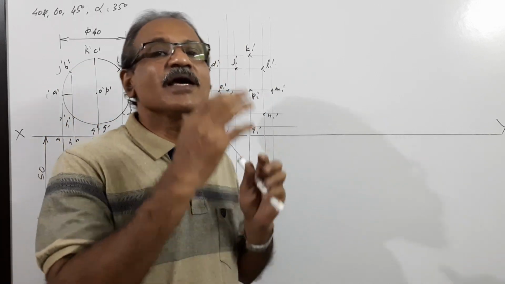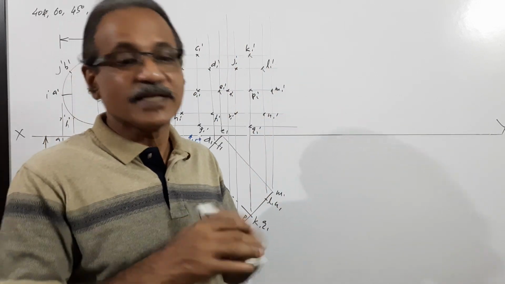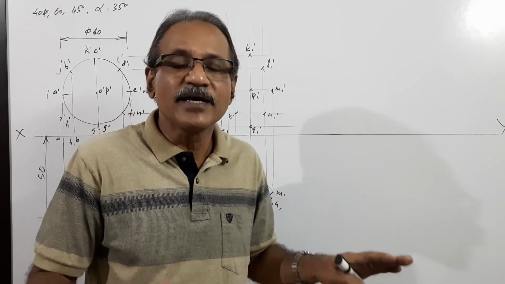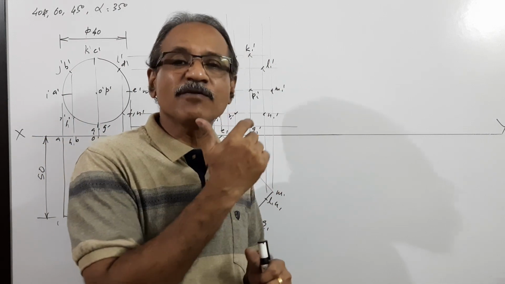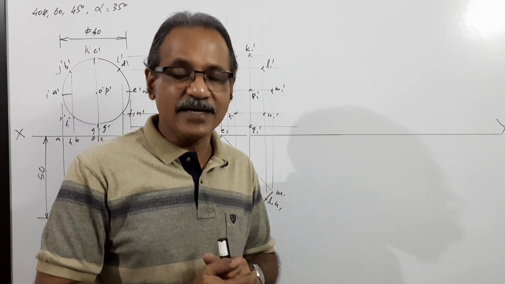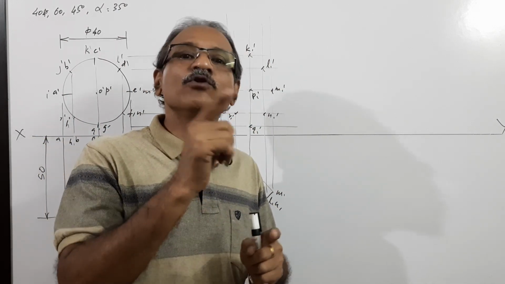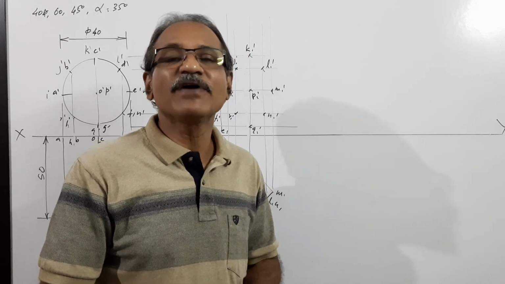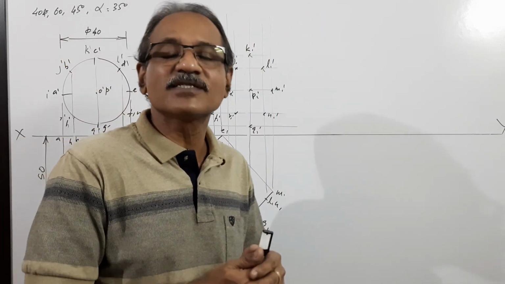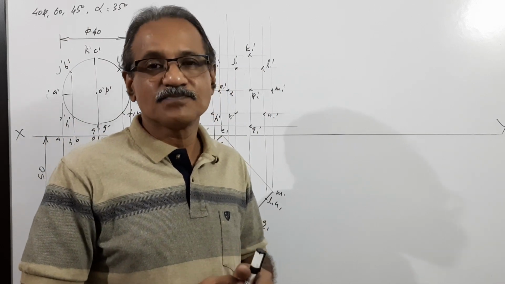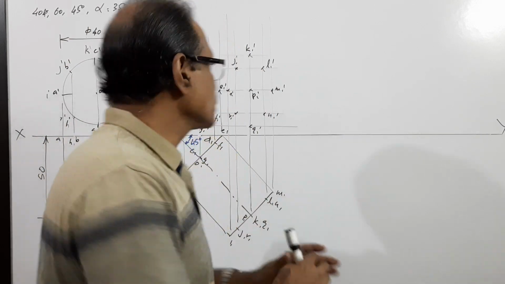What is on VP? A point of the base circle is on VP. There is nothing on HP. It is resting on a point of its base circle on VP with the axis making 45 degrees to VP, and the front view of the axis making 35 degrees to the XY line. That is alpha of axis equals 35 degrees. Agreed? So this is a simple position.